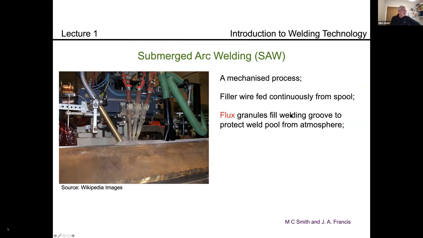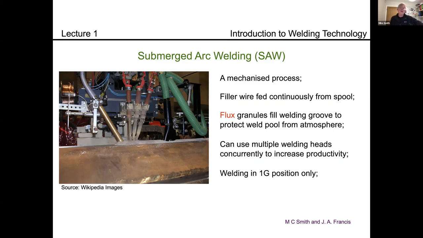And the flux is supplied by pumping granular material into the welding groove and filling it up. And then you do your welding underneath this huge pile of flux. Like this one here, we can use multiple welding heads to increase productivity. You can only weld from above because otherwise the flux will all fall out. And that's called 1G. But it doesn't require much skill because this is fully mechanized. You've just got to drive the machine. And it has a very high productivity.